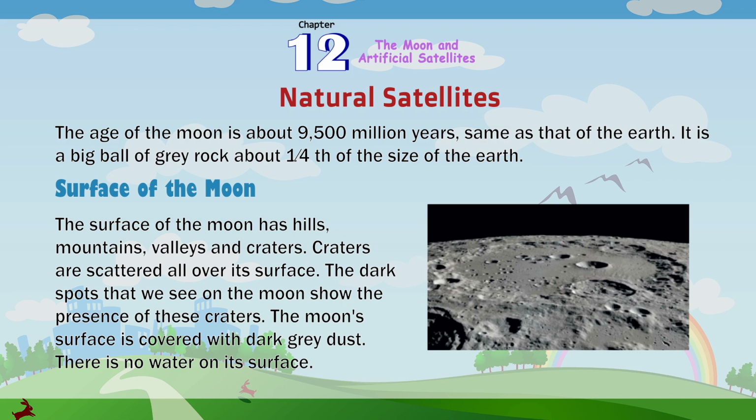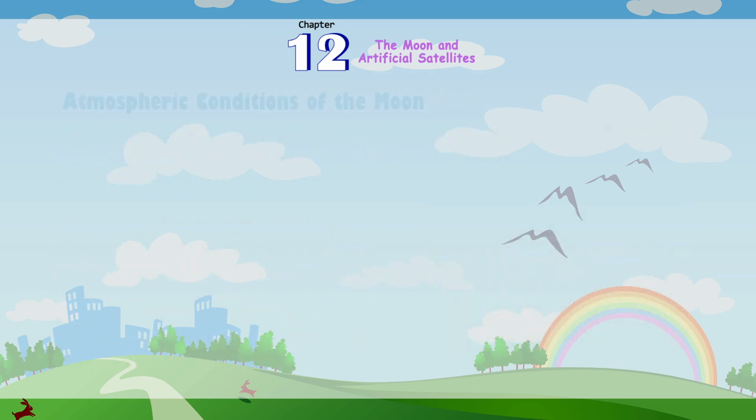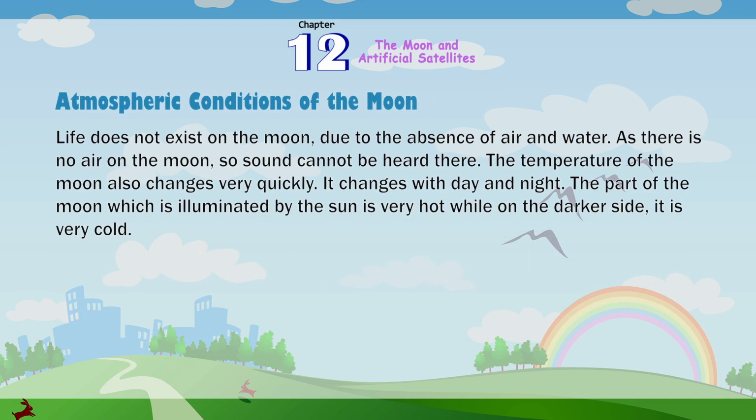The moon's surface is covered with dark gray dust. There is no water on its surface. Atmospheric conditions of the moon. Life does not exist on the moon due to the absence of air and water. As there is no air on the moon, so sound cannot be heard there.